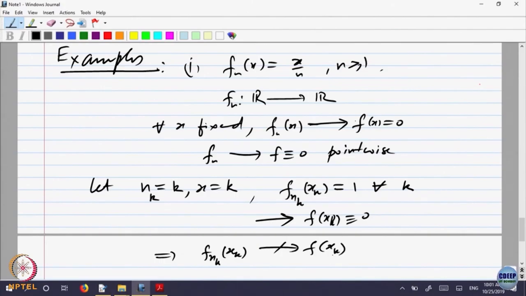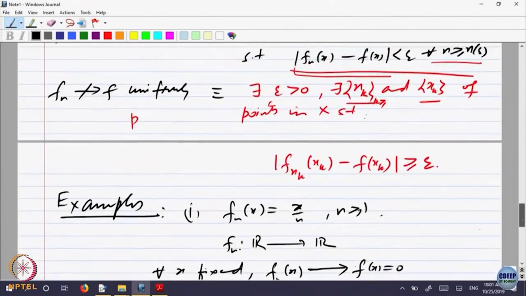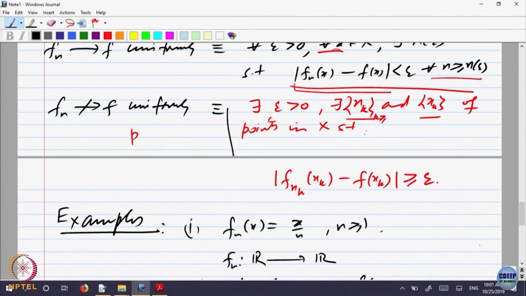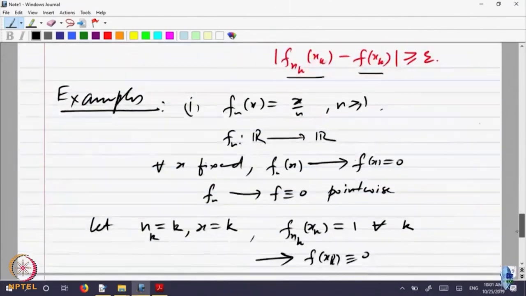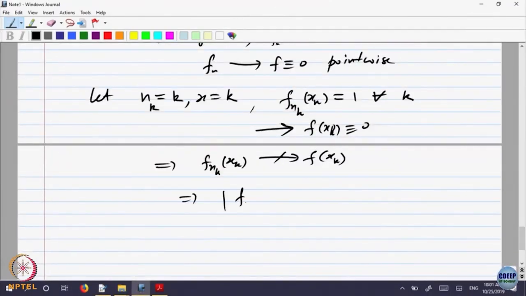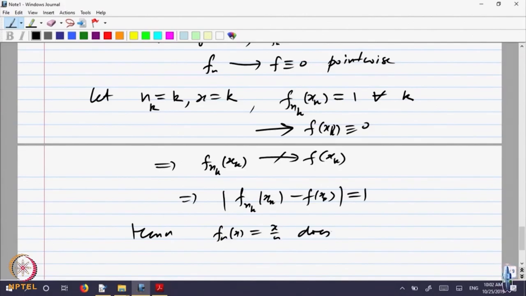So, what we have done? We have found a sequence n_k equal to k, x_k equal to k, such that this quantity is always 1 and this quantity we know is 0. So, what is the difference? It is equal to 1. So, there exists epsilon equal to 1, which implies mod of f_{n_k}(x_k) minus f(x_k) equal to 1. Hence, the sequence f_n(x), which is x by n, does not converge uniformly.